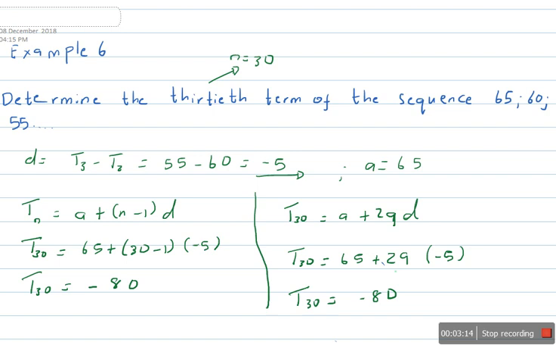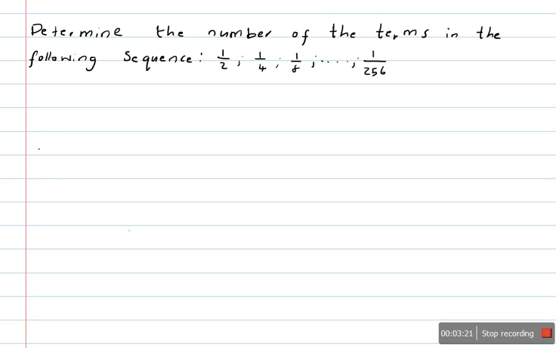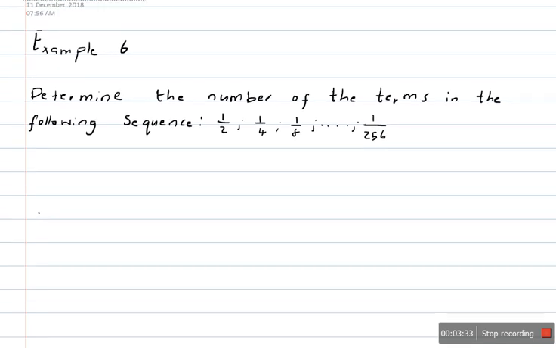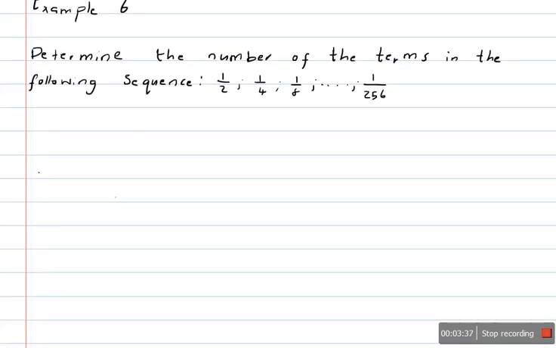our next example. Our next example is a geometric progression. Determine the number of terms in the following sequence. Example 6: determine the number of terms. So we know that in a geometric progression Tn is equal to a times r to the power of n minus 1. The last term given is the value of our Tn, and a is this, and r is what we are missing.